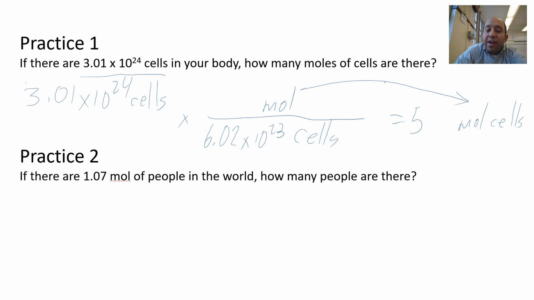So the answer is 5.00 because there are 3 digits here, so I'm going to write 3 digits in my answer. So the answer is 5 moles of cells in your body. Again, that's not actually true, but just a made-up problem.